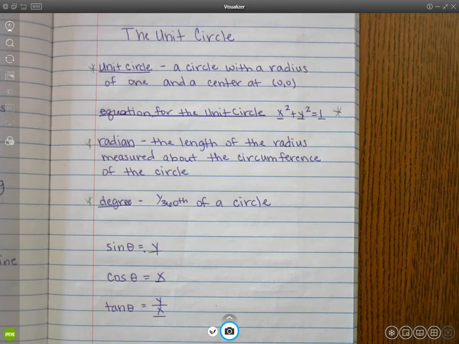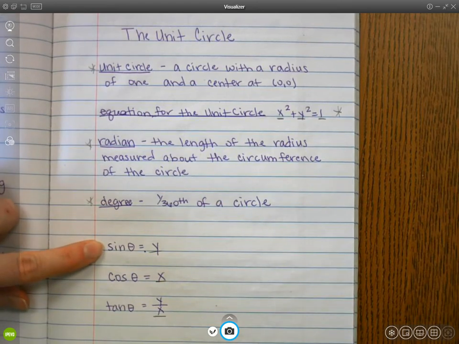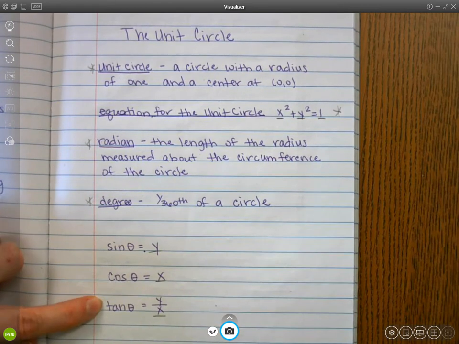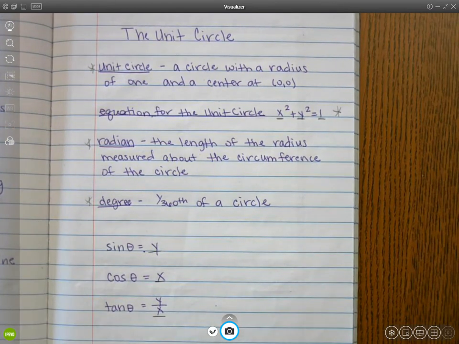And then sine, cosine, tangent, we will talk about later, but for right now, just write down that you need to know sine is the y coordinate, cosine is the x coordinate, and tangent is y divided by x. And we'll learn later on this week or after fall break why that is.